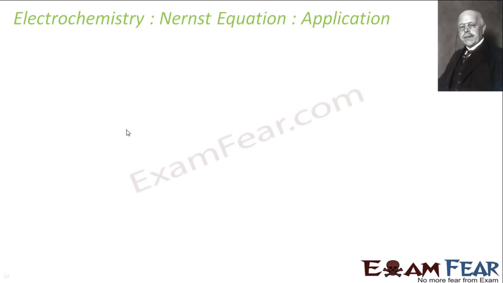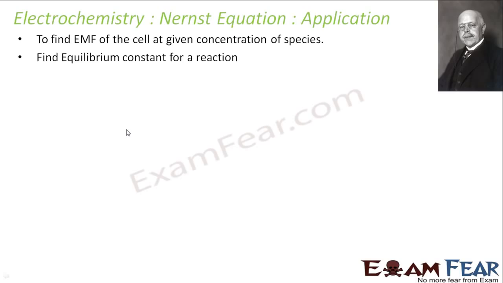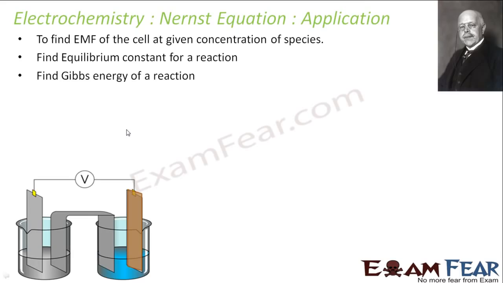Let's see some applications of the Nernst equation. It is used to find the EMF of the cell at any given concentration, the most important role of the Nernst equation we have seen. It is also used to find the equilibrium constant, since the Nernst equation has E equal to E naught minus RT by nF ln K. You can also use it to find the Gibbs energy of the reaction, which is minus nFE. We'll see some numericals on this aspect.